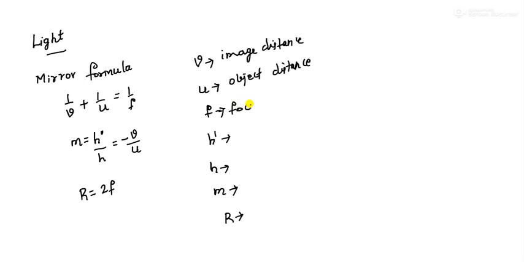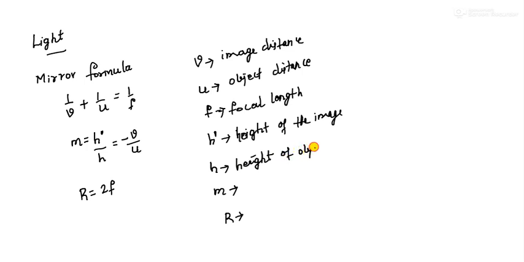F is focal length of the mirror. H dash, this is like image, so I refers to image, so it is height of the image, you can remember like that. And H is height of the object. Then you have M. M refers to the magnification. Then R is radius of curvature.